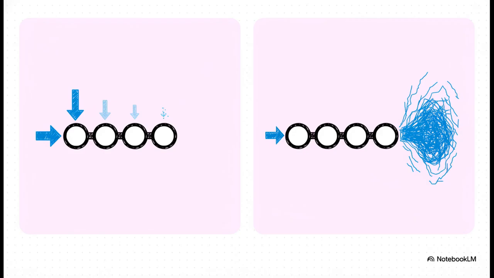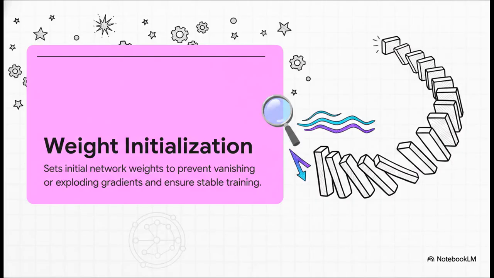Well, this can lead to two pretty disastrous outcomes. First, you have vanishing gradients. This is where the learning signals get weaker and weaker as they travel backward through the network, until they're so tiny that learning just grinds to a complete halt. Or you get the exact opposite problem, exploding gradients. Here, the signals get bigger and bigger until the weight updates are just massive, chaotic swings, and the whole model just completely destabilizes.